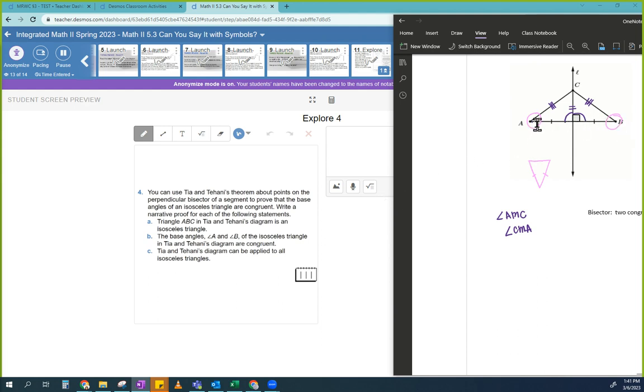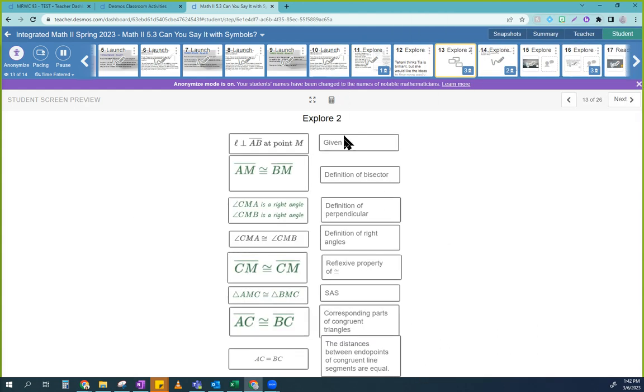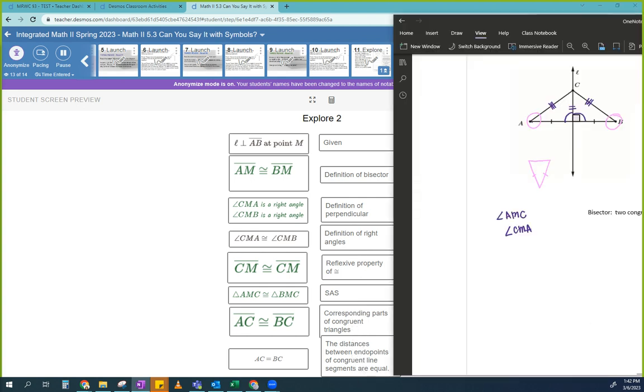So can you actually prove that these two angles are congruent? Think about what we already have proved congruent. We already have proved that these two triangles are congruent. Do you know if angle A and angle B are congruent? Are angle A and angle B congruent? Yes, good. Okay, I'm going to let you cheat a little bit. Why? It's one of these reasons. Why is angle A congruent to angle B?